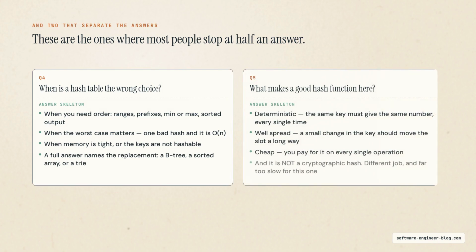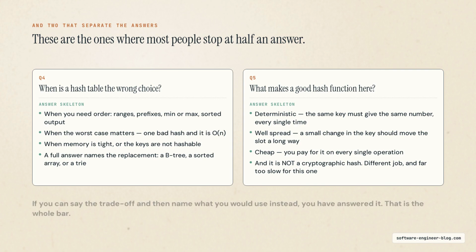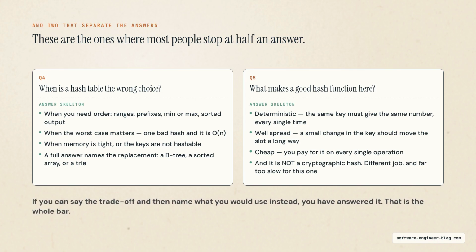Question 5. What makes a good hash function here? Deterministic, so the same key gives the same number every time. Well spread, so a small change in the key moves the slot a long way. And cheap, because you pay for it on every single operation. And it is not a cryptographic hash. Different job and far too slow for this one. If you can state the trade-off and then name what you would use instead, you have answered it.